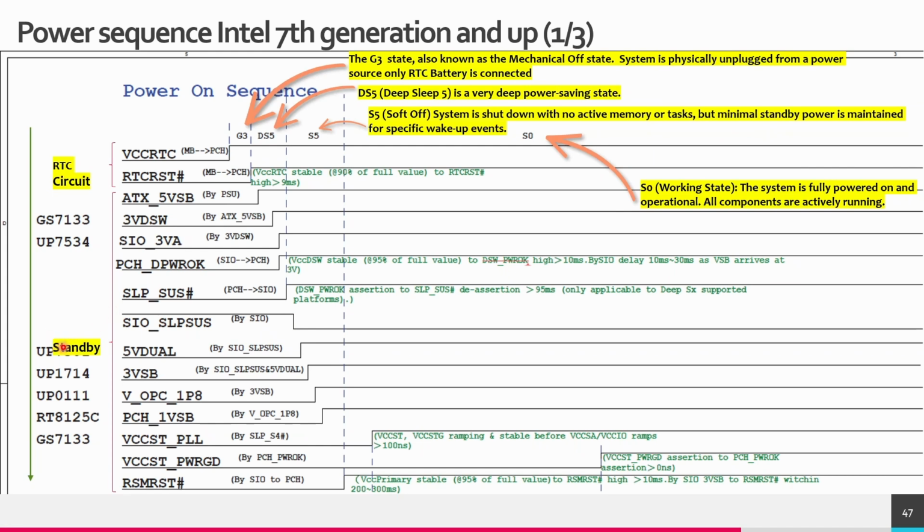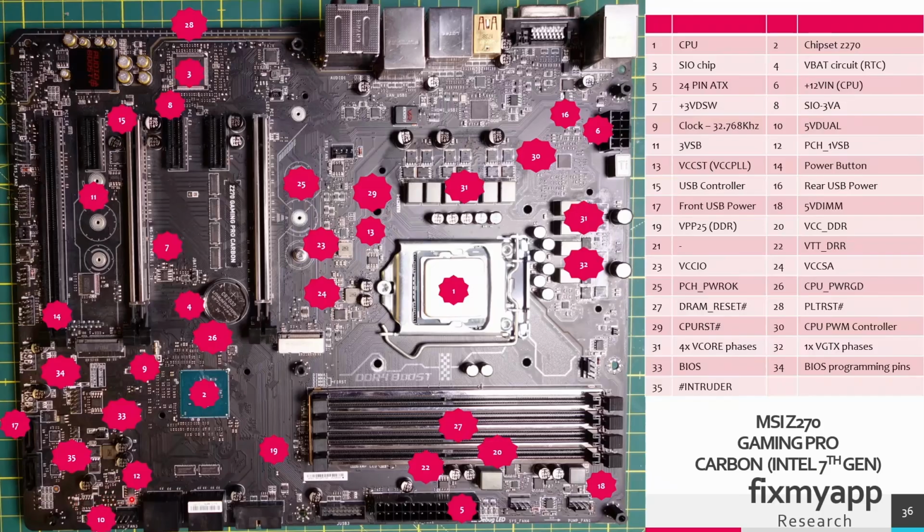So the next power sequence will be to create the 5 volt dual. 5 volt dual is a 5 volt power rail that is always generated. So the source voltage can come from the ATX power supply from the 5 volt standby pin. And when the ATX power supply is turned on, it can get its 5 volt from the 5 volt VCC pin. In the standby state, this voltage goes from 0 volt to 5 volt. In region 10, here is where the 5 volt dual regulator is located. So this will create the plus 5 volt.